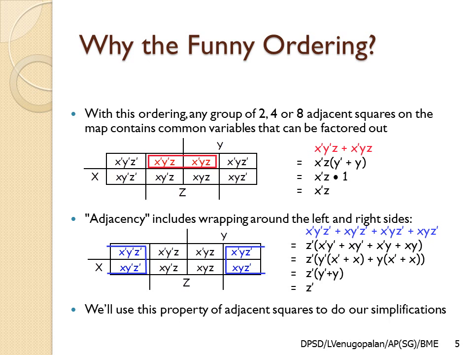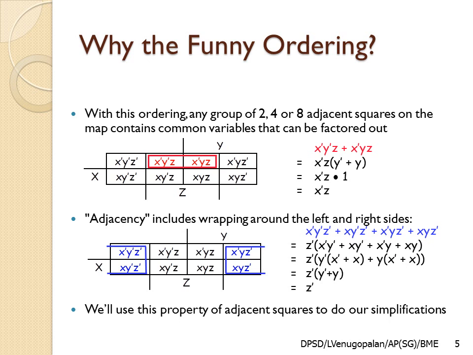Now, why this funny ordering? Like I said, we can apply the unity theorem only if one variable changes. For example, the ones in the red are x dash y dash z and x dash y z. So we can see that x dash and z are common in both and only y is changing from y dash to y. So if we take x dash and z outside, we get y dash plus y, which is 1. So this is equal to x dash z.